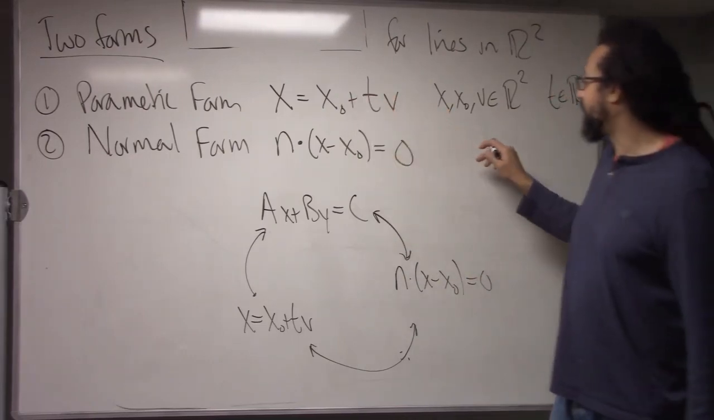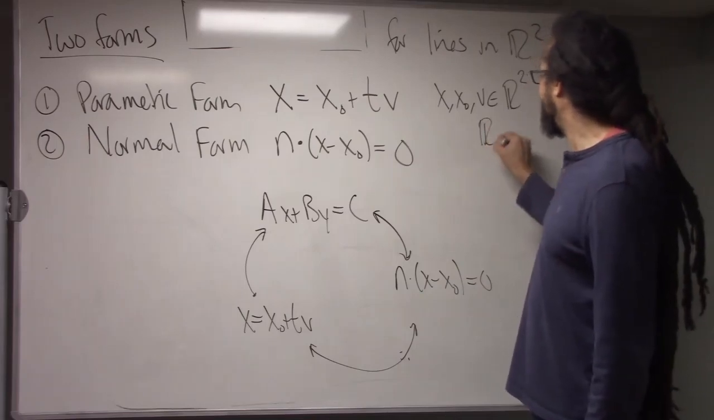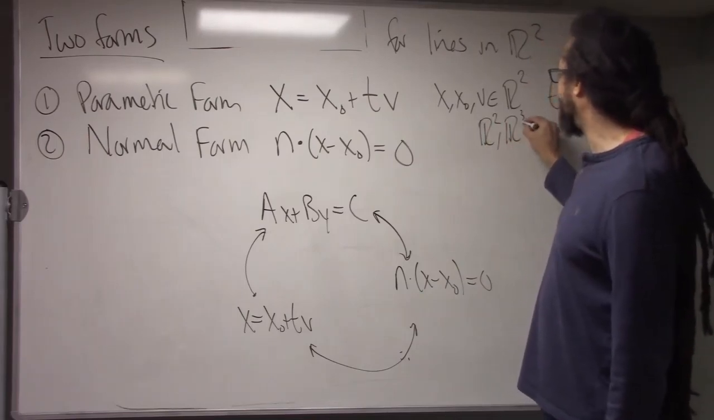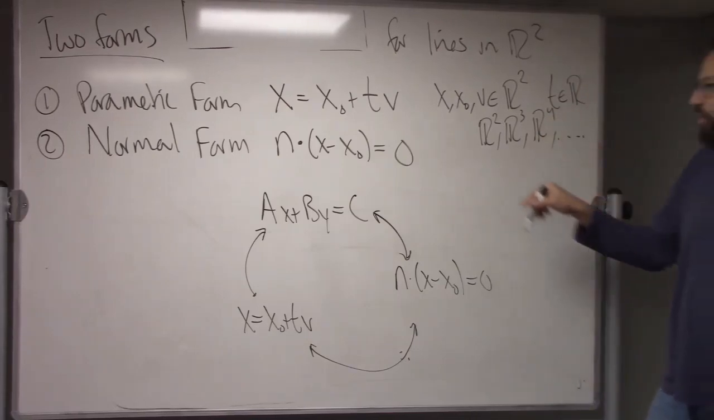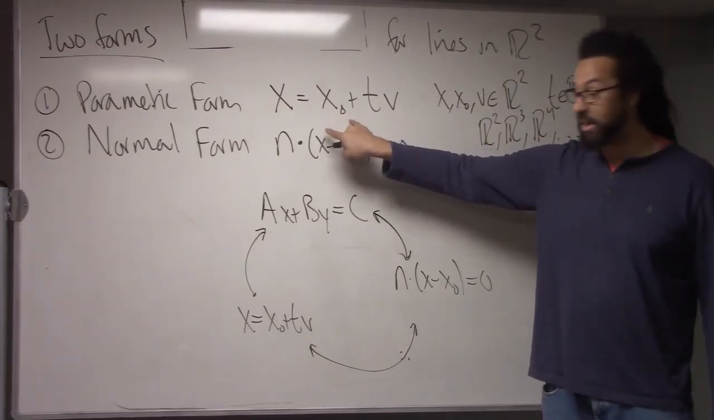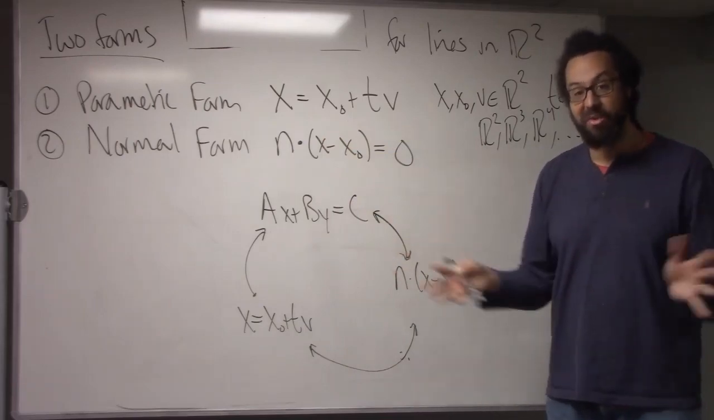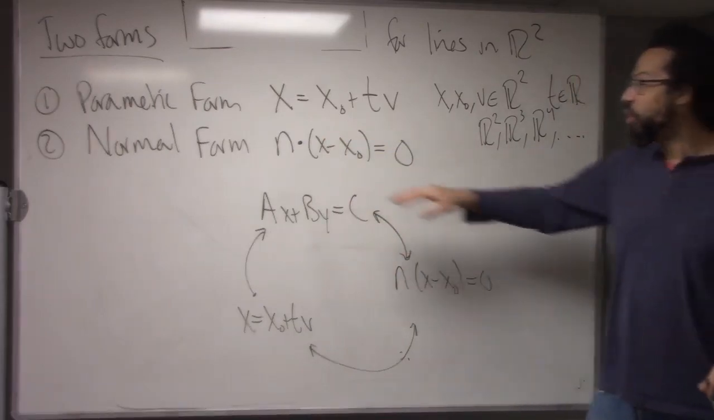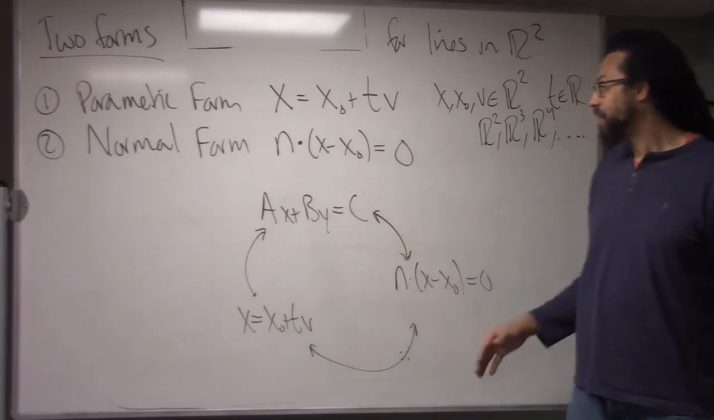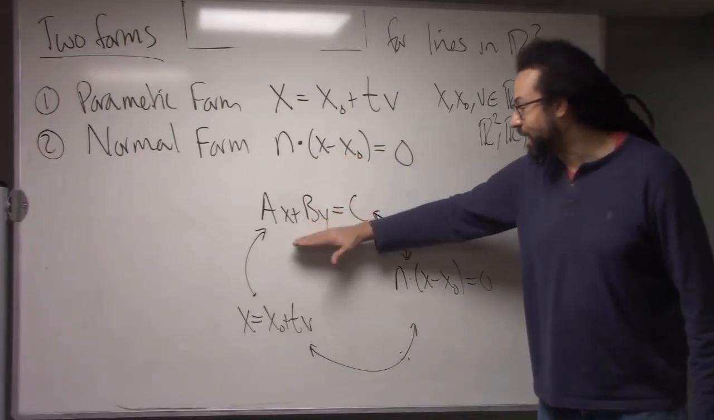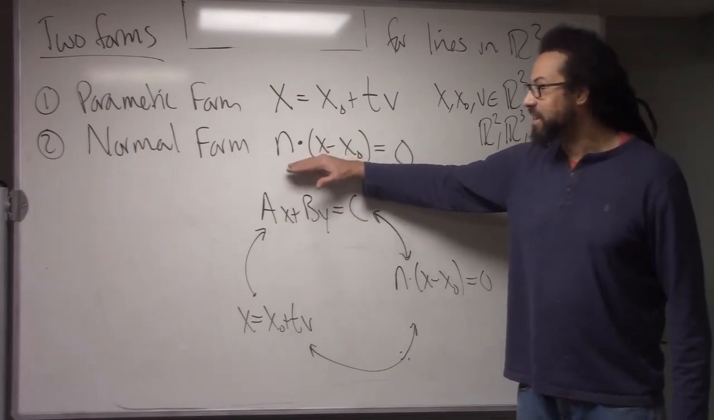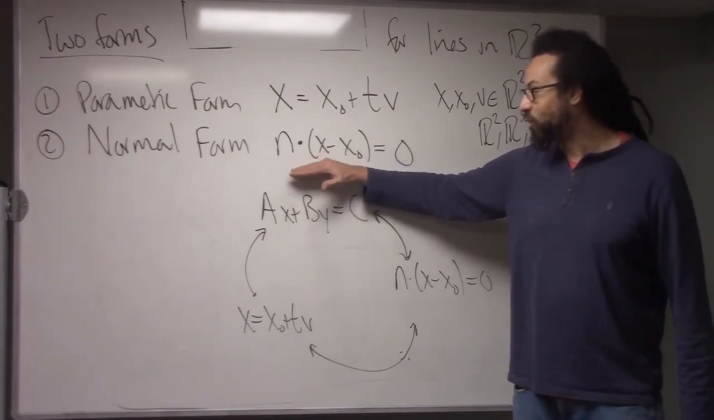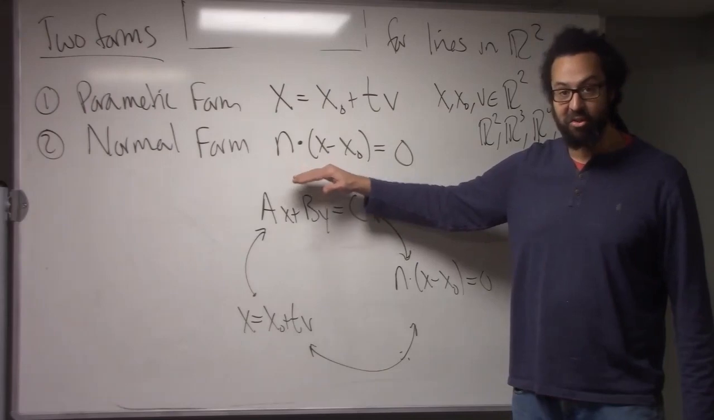This thing will work in R2, it'll work in R3, it'll work in R4, so on and so forth. So this form is really convenient because it'll work in all the spaces. The normal form is very closely related to the standard equation of a line, but this thing will only work in R2. This is only a description for a line in R2.